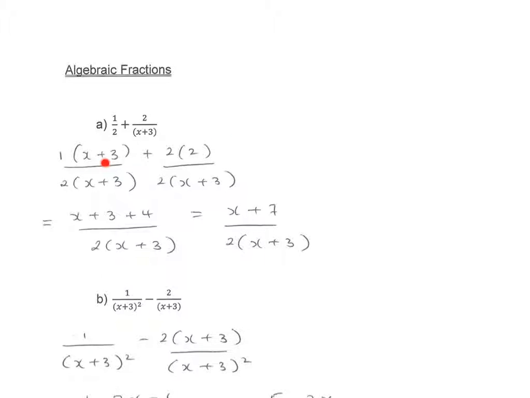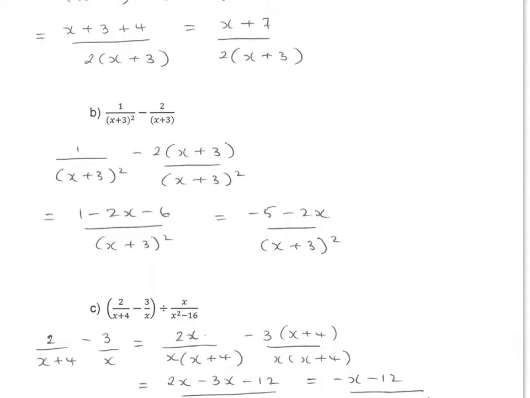So multiplying out the brackets then, I get an x plus 3 plus this 4, and I can combine the two denominators together. Tidying up on the top gives me x plus 7, so my final answer then being x plus 7 over 2 upon x plus 3. Always do a final check at that stage that there's nothing else that can be simplified in your answer.